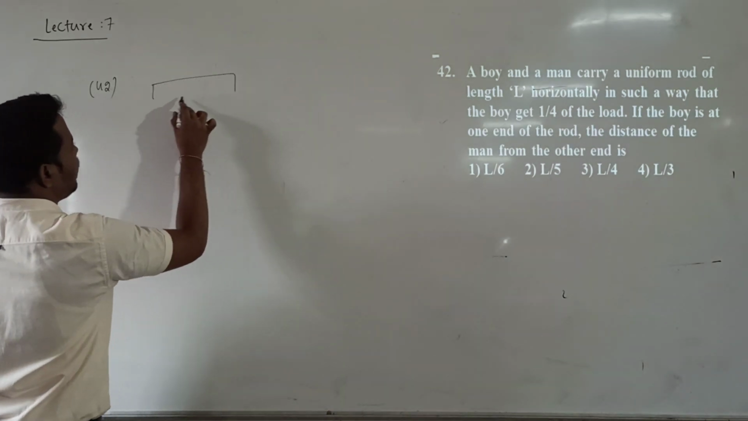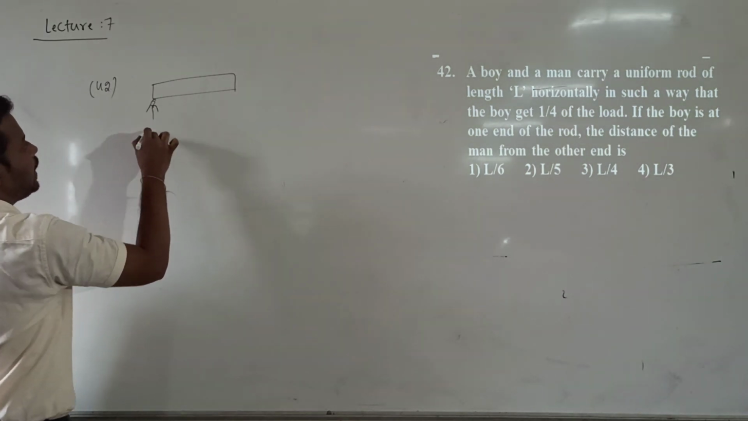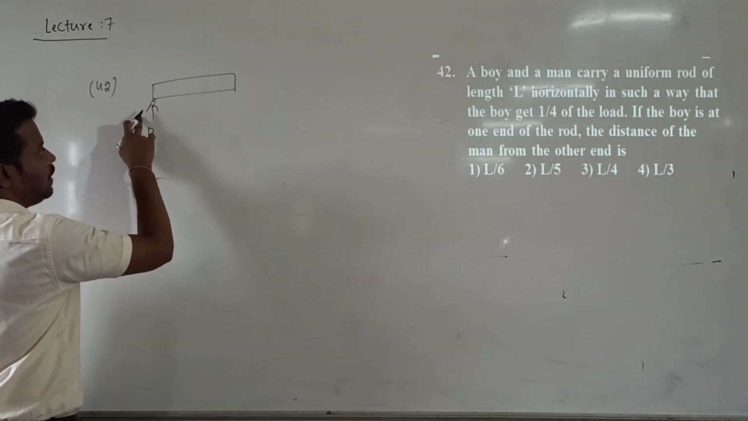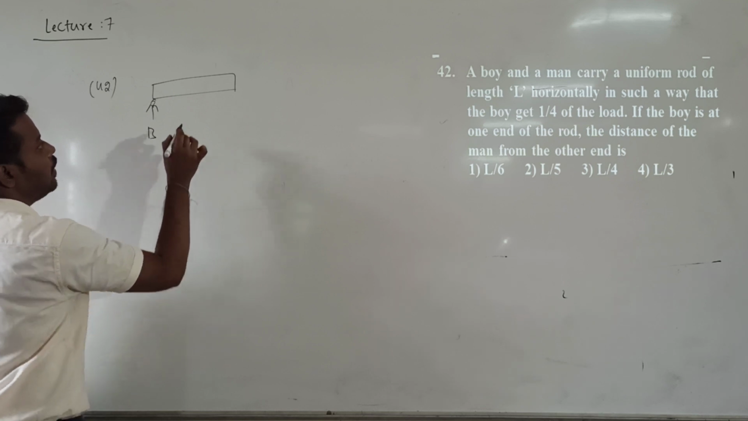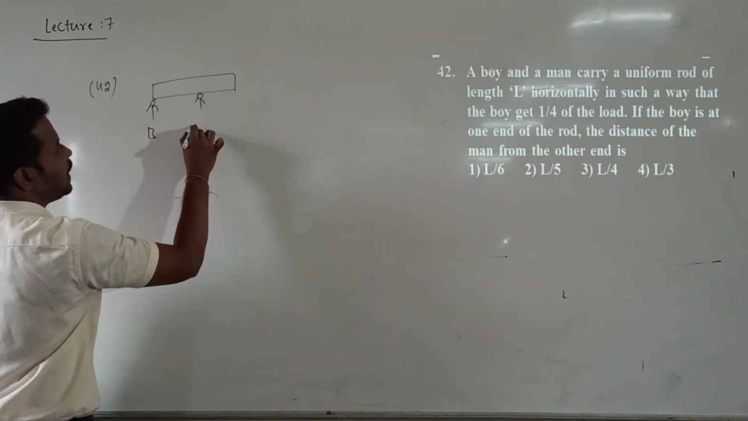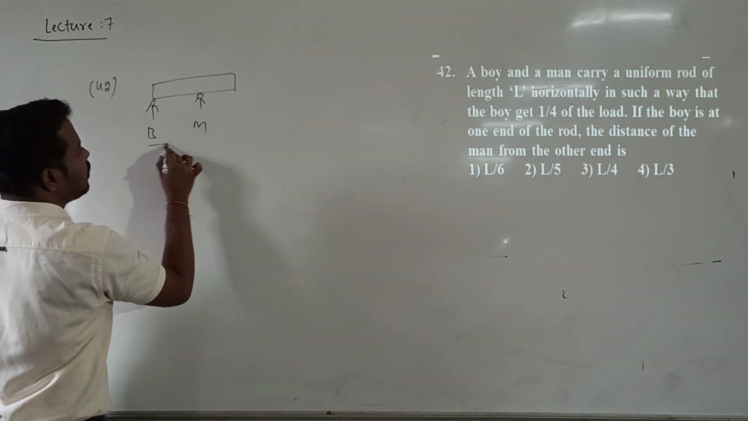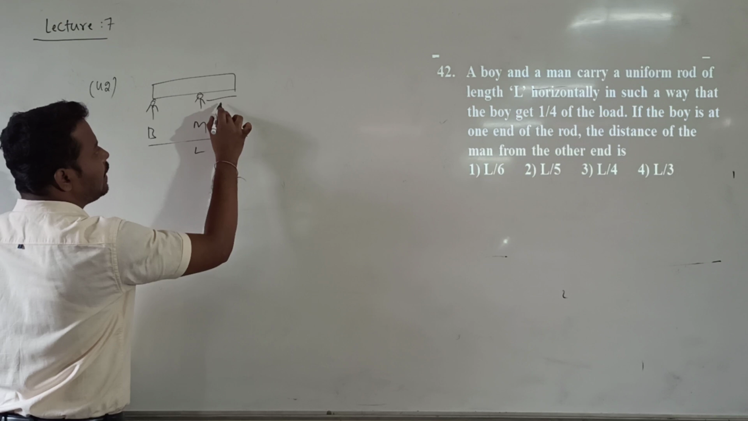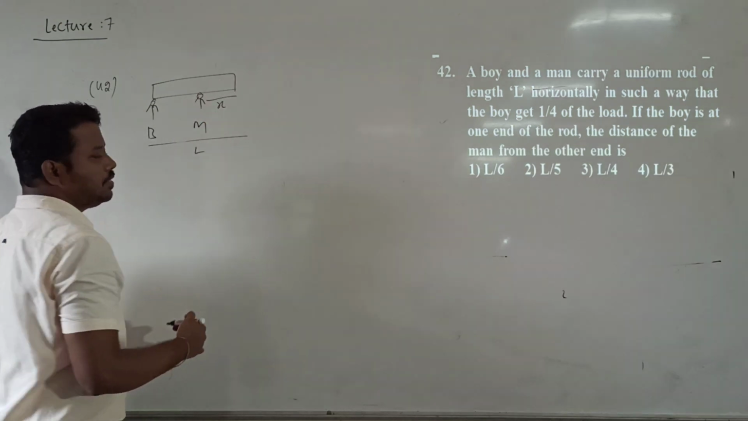One uniform rod is carried by one boy and a man. Here the boy is at one end. If the man were standing at the other end, both would get the same weight. But the man is standing somewhere else, here, the man M. So the boy is standing at a distance L from one end. Let us suppose the man is standing at a distance X from the fixed end.